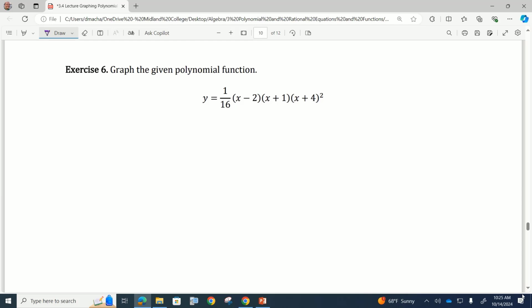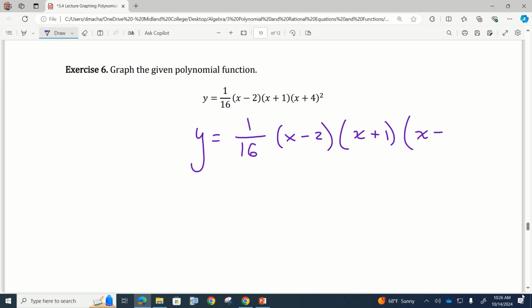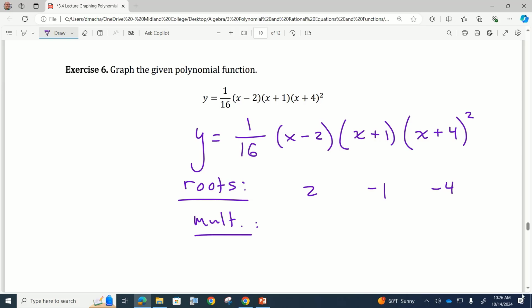Graph the given polynomial function. This time, we get our function in factored form. And that makes it easier. It is easier to graph in factored form. Because a lot of times, the hardest part is finding what the roots are. But if it's already factored, you get the roots easy. The roots are, and their multiplicities are, very good.